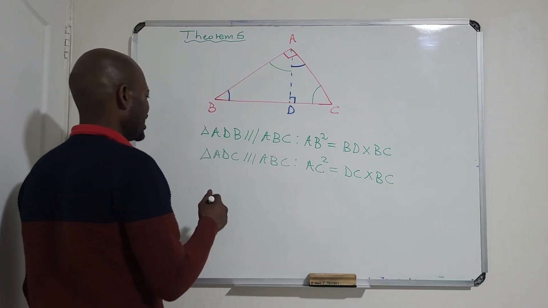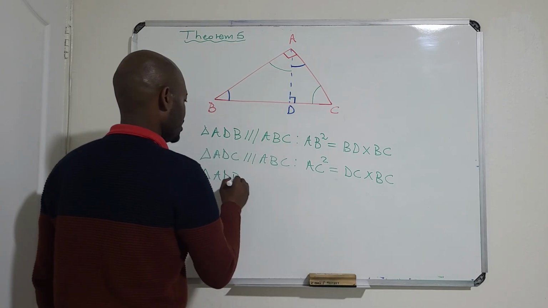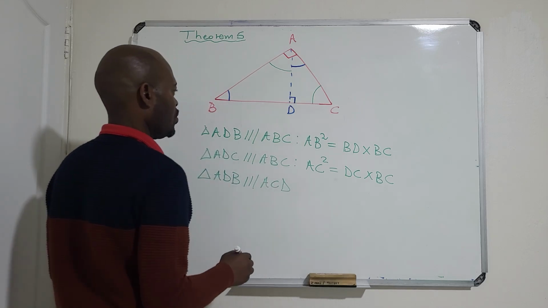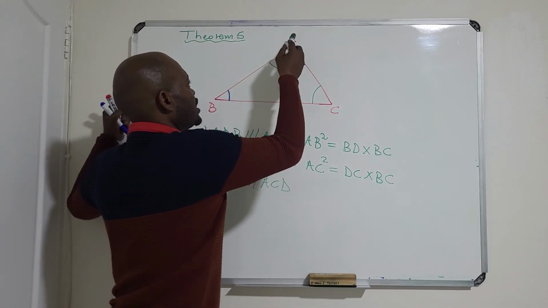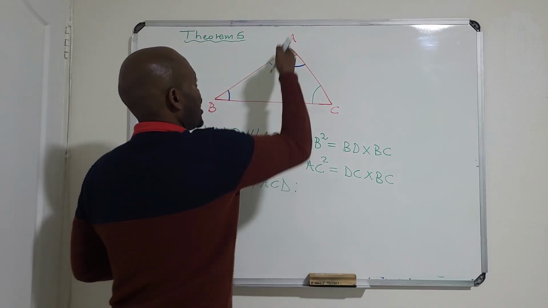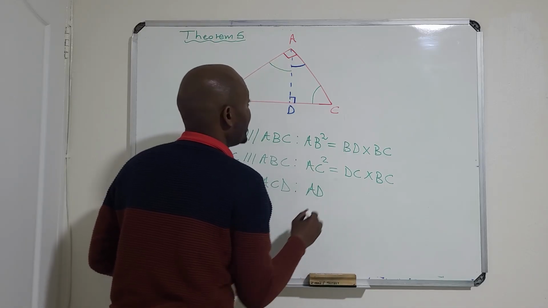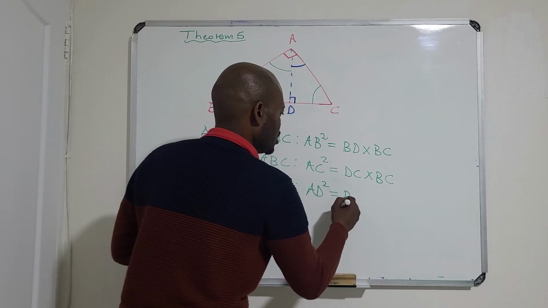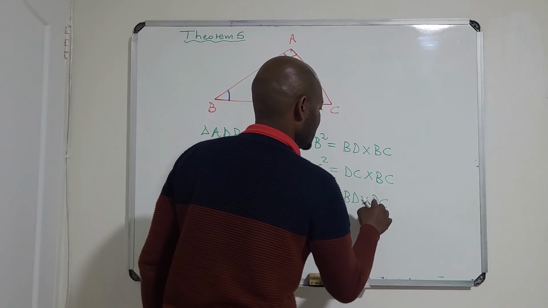So it means that if triangle ADB is similar to triangle ACD, or ADC, so if this triangle is similar to this triangle now, then we have that AD squared, which we've just got now, is equal to BD times DC.